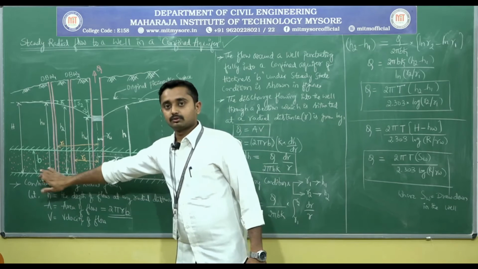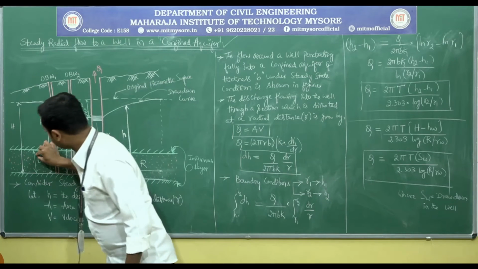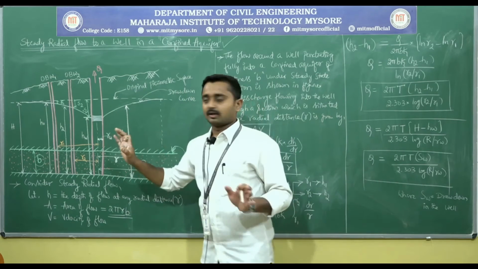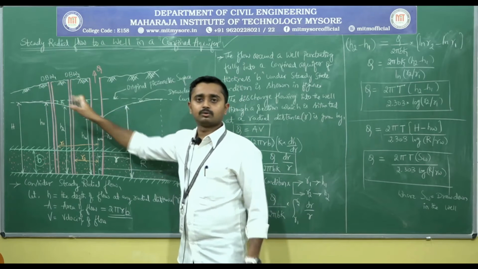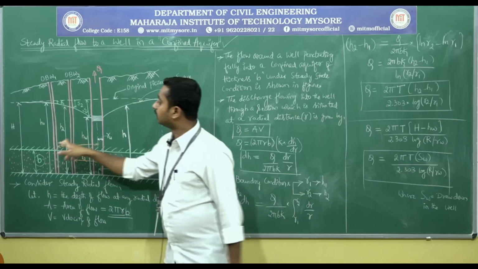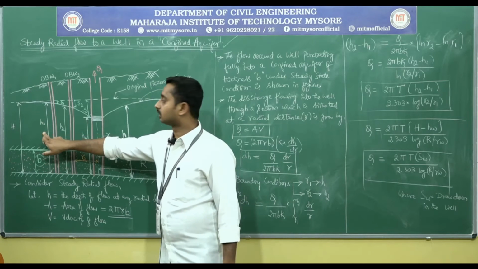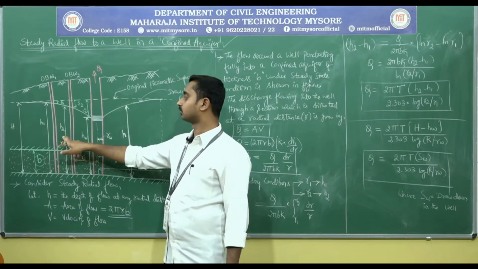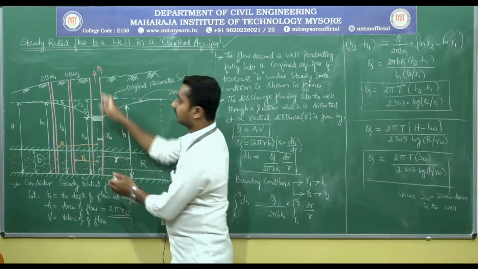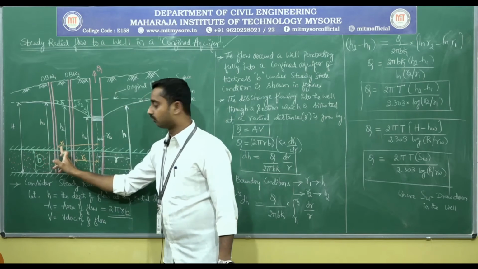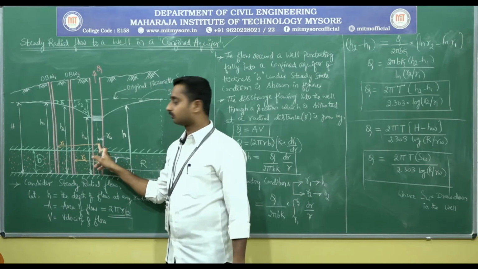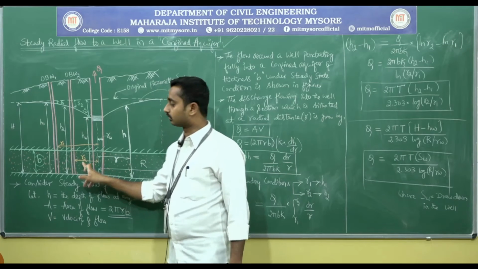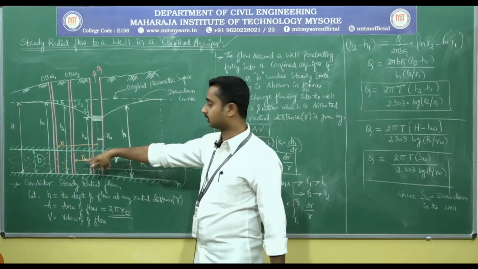The thickness between the two impervious layers is B. This is the pumping well, with observation wells 1 and 2, very similar to the previous one. The head of water in observation well 1 is H1, and in observation well 2 it is H2. The radial distance from the center of the pumping well to observation well 1 is R1, and to observation well 2 is R2. The head of water in the pumping well is HW.